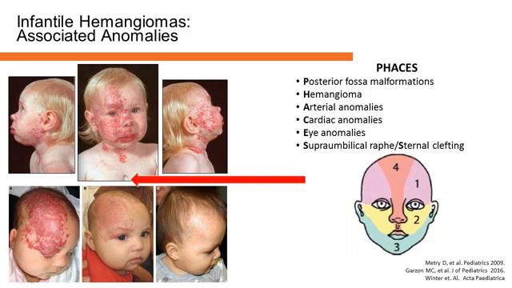The C, cardiac anomalies like coarctation of the aorta. And E, eye anomalies. And then the S, supraumbilical raphe or sternal clefting, that you can see where the red arrow is directing you. Diagnostic criteria have been formalized and include a large, greater than 5 centimeter segmental infantile hemangioma and one other major criteria or 2 minor criteria.